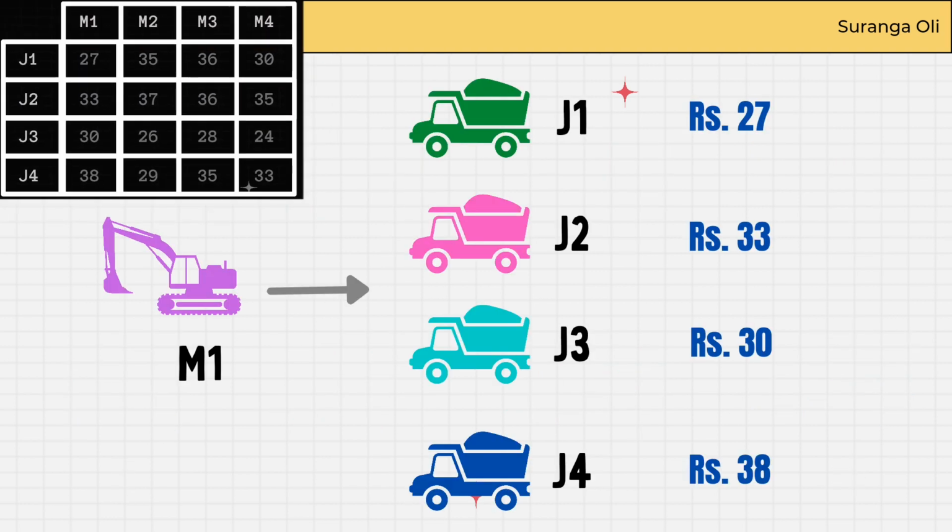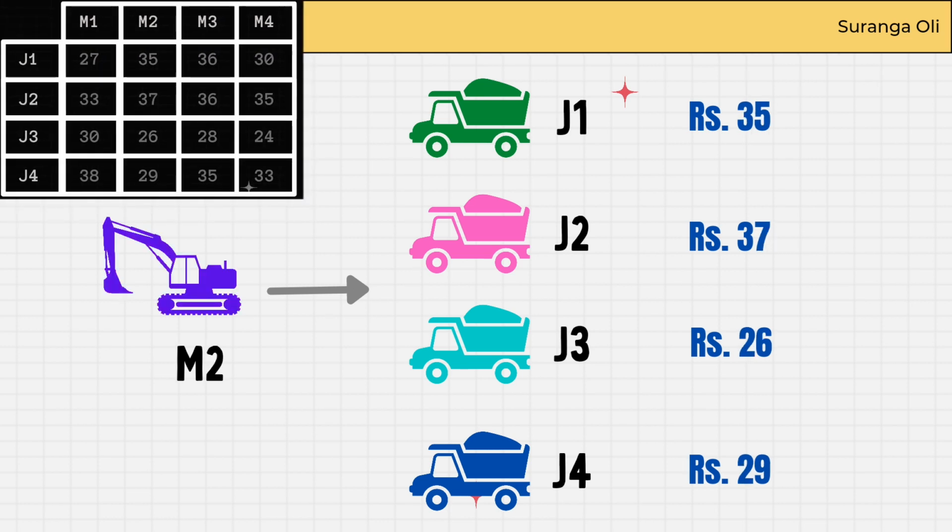According to the values given in the tabular column of the question, if machine 1 does the job of J1, it will cost you rupees 27. If it does job 2, it will cost you rupees 33. If it does job 3, it will cost you rupees 30. And if it does job 4, it will cost you rupees 38.